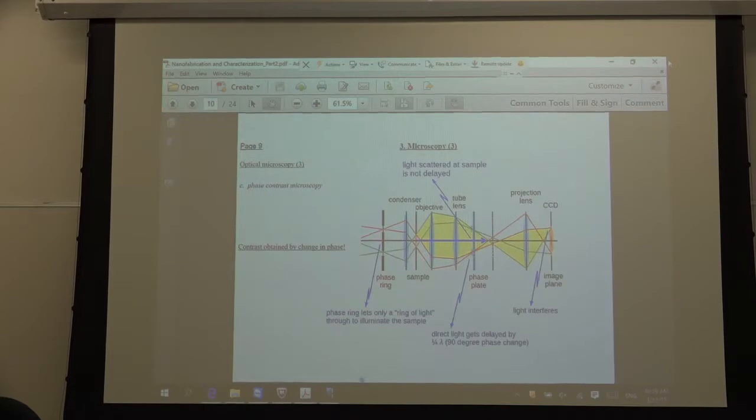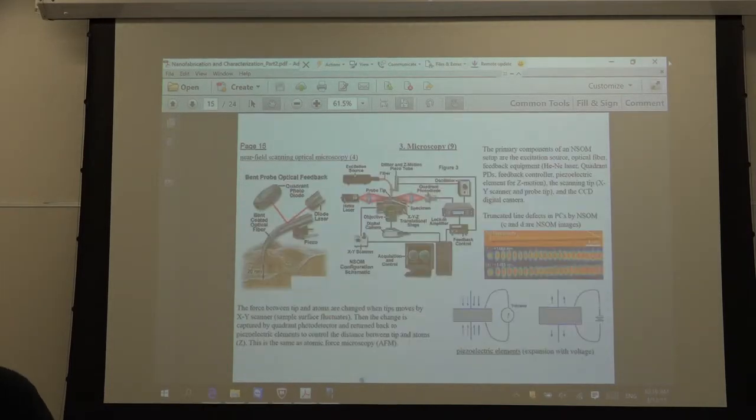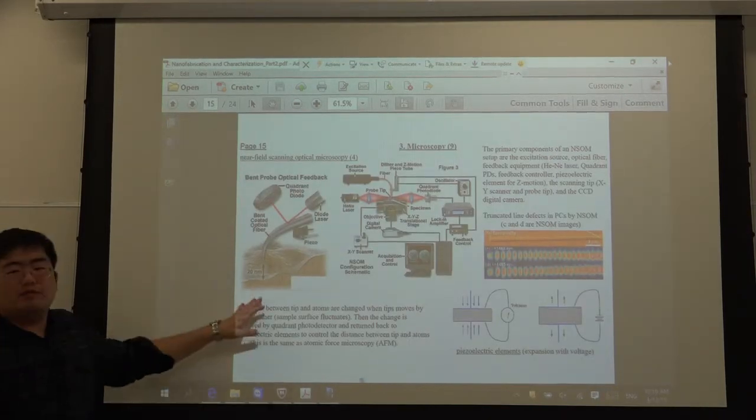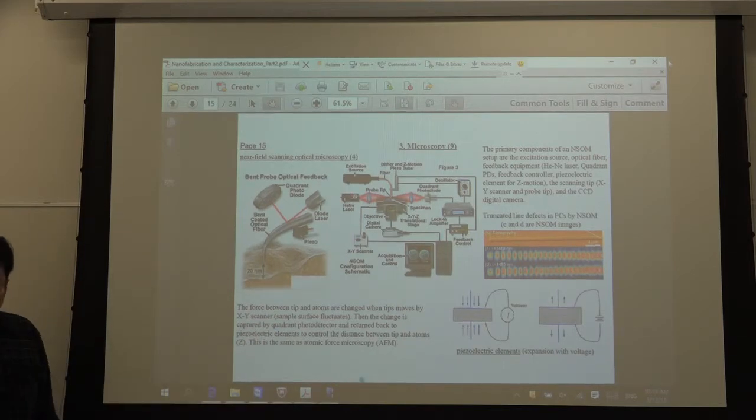So this is for N-sum. Okay. So everyone should know this principle. This feedback is, I think, very tricky. Okay. You use this force and return back. So it's very expensive.